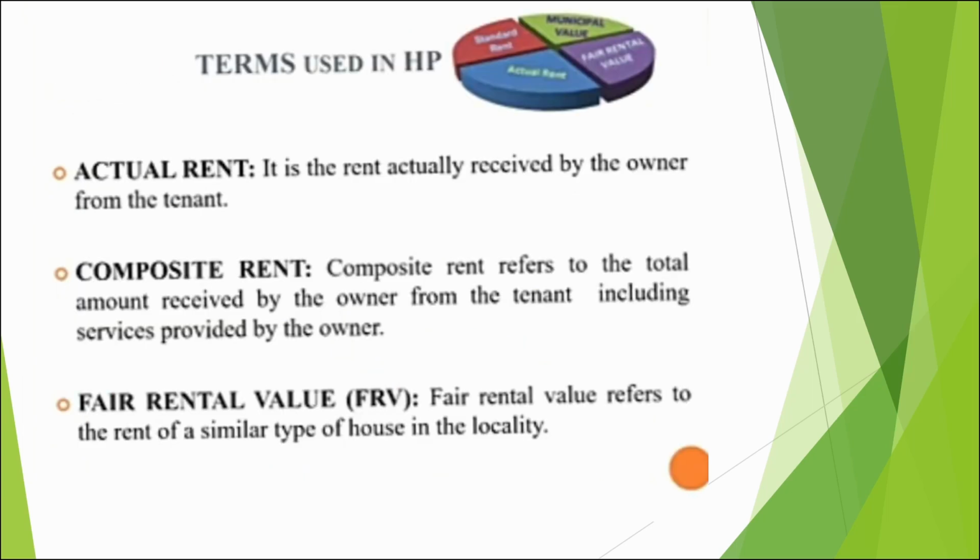Next, terms used in house property. First, we see about actual rent. Actual rent is nothing but the rent actually received by the owner. Next, composite rent. Composite rent refers to the total amount received by the owner from the tenant, including services provided by the owner.